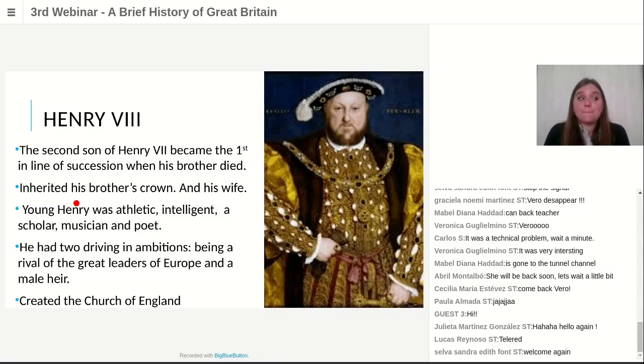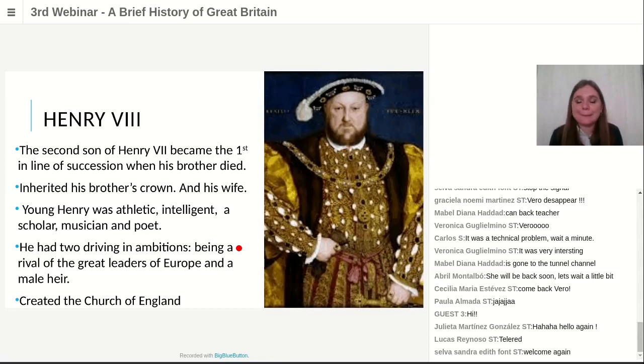So when his brother died, Henry's parents advised that he would marry his wife. So he did marry Catherine of Aragon. Of course, she was a widow, so they married with the permission that was granted by the Pope of Rome. So everything was done in perfect order. Young Henry was very athletic. He was intelligent. He was a scholar, a musician, a poet. He was great. Everything that a great king needs to be.